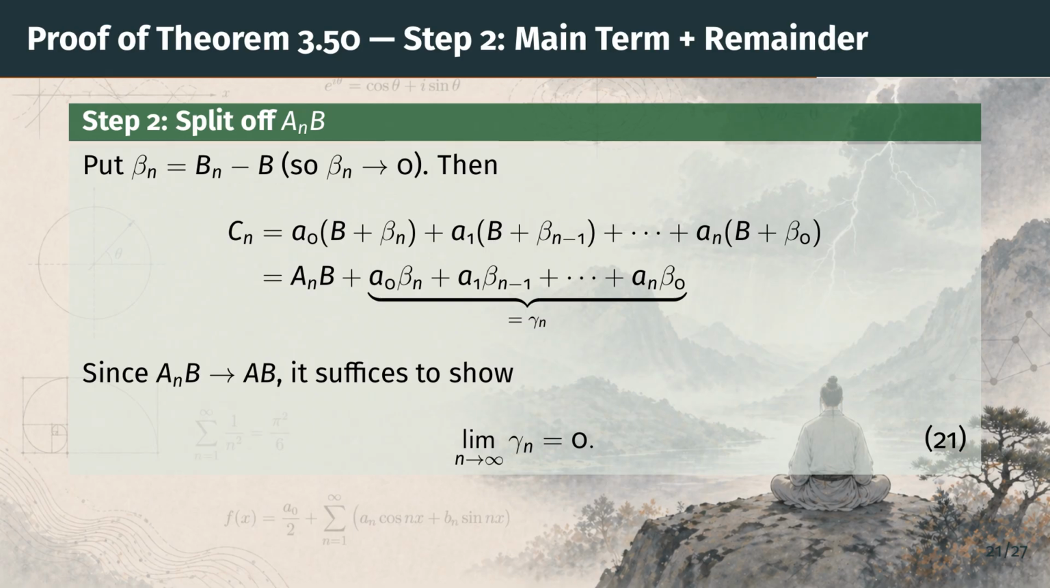The remainder gamma sub n must tend to 0. Intuitively, this is plausible, since the betas tend to 0. But the number of summands in gamma sub n grows with n. So we need to be careful. That is the content of the next step.